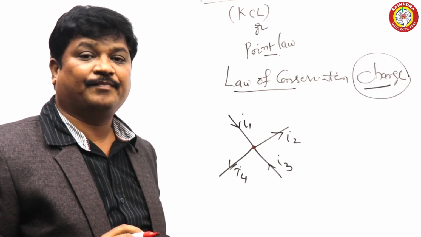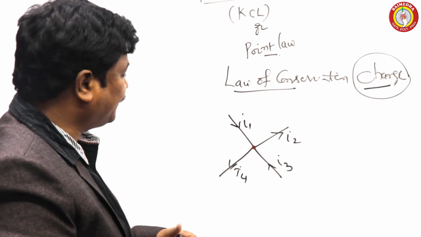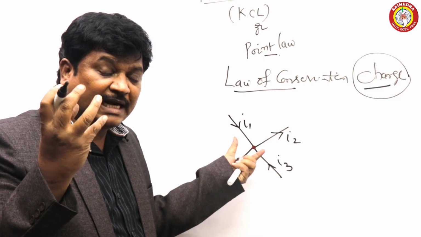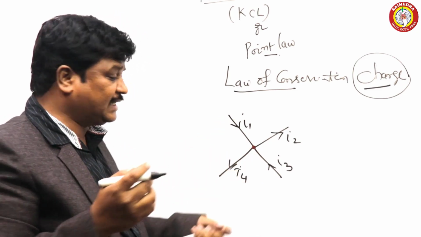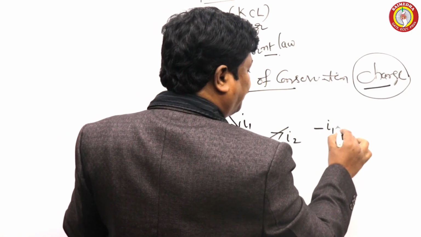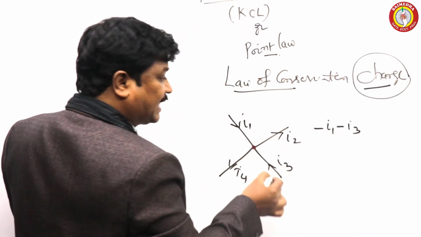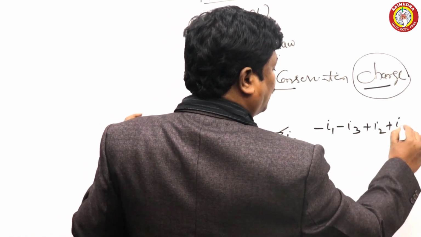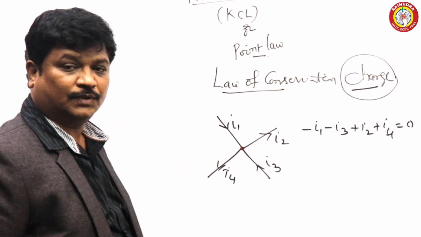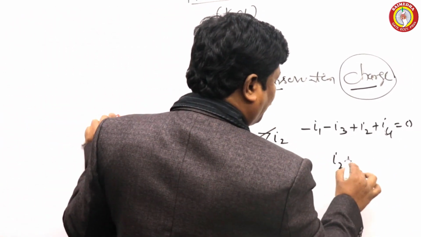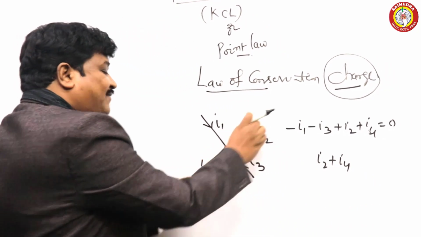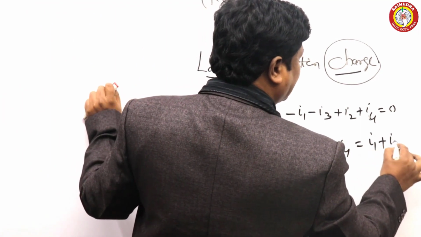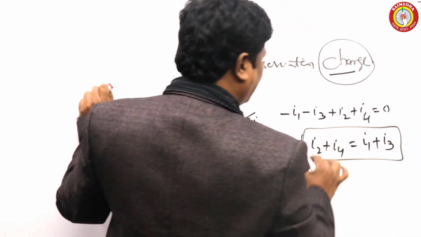It's the best example, and I'll tell you the example later. Assume that incoming currents are negative, because the algebraic sum of the currents meeting at a junction is taken. Incoming currents take a negative sign: minus I1, minus I3. These two are incoming currents, plus I2, plus I4 is equal to 0. So I2 plus I4, which are leaving, equals I1 plus I3, which are entering for this node. This is Kirchhoff's current law.